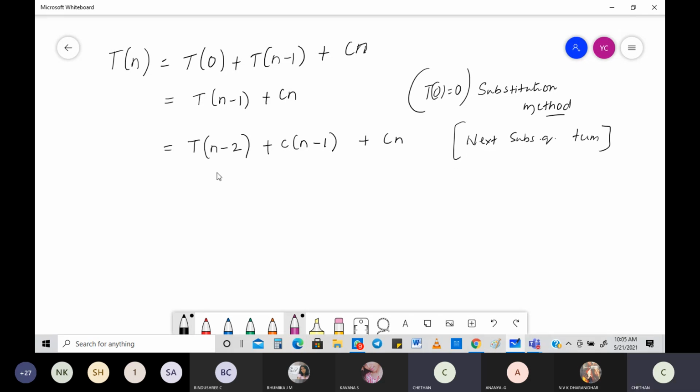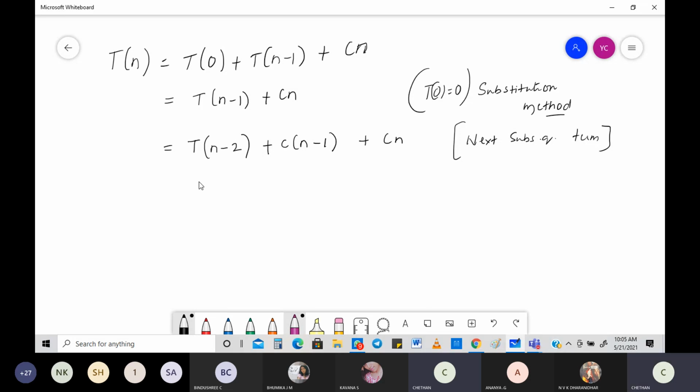T of n minus 1 plus C. See, I'm adding C, n minus 1 is there. Next term is becoming n minus 2. Here n is there, so the next term should be n minus 1, then the next term should be n minus 2, next term should be n minus 3, like that. The Cn will remain constant right here.